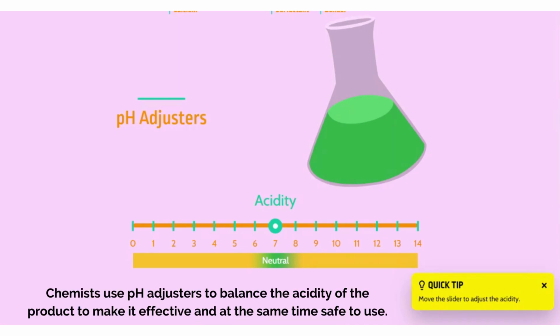pH level affects how the product cleans. Each surfactant or active ingredient has different pH levels. So chemists need to balance the pH level of the product so that it will be effective but at the same time safe for the users.